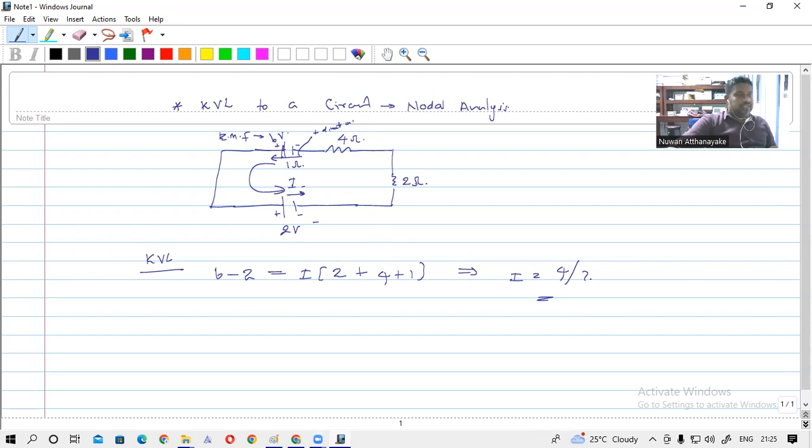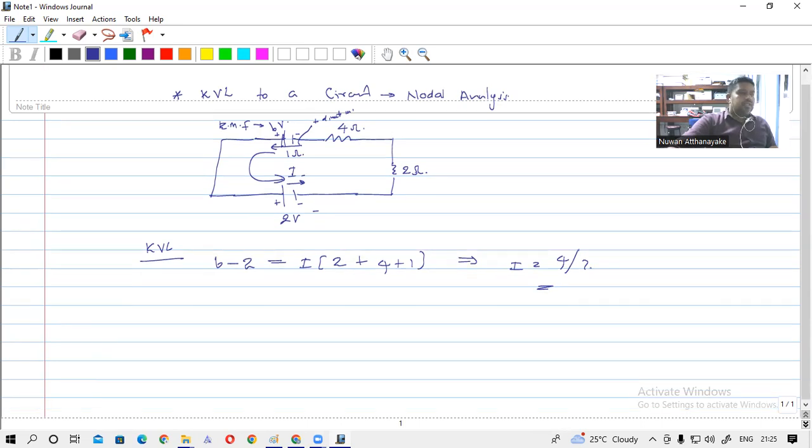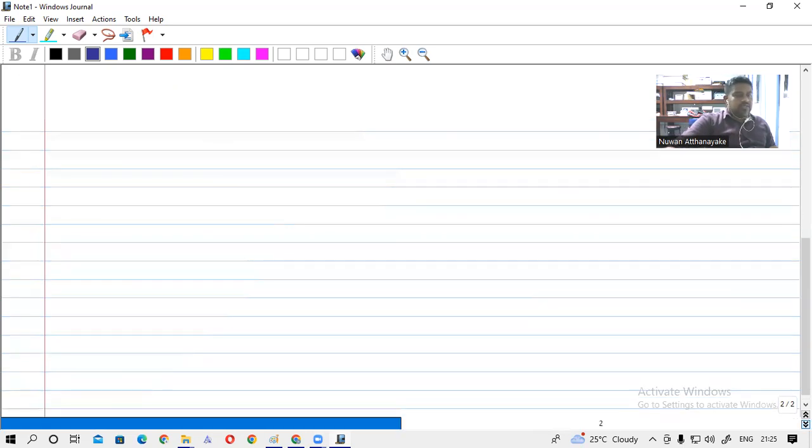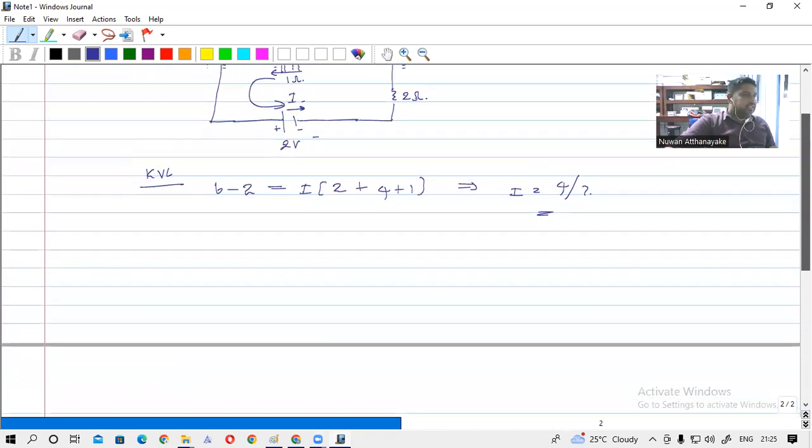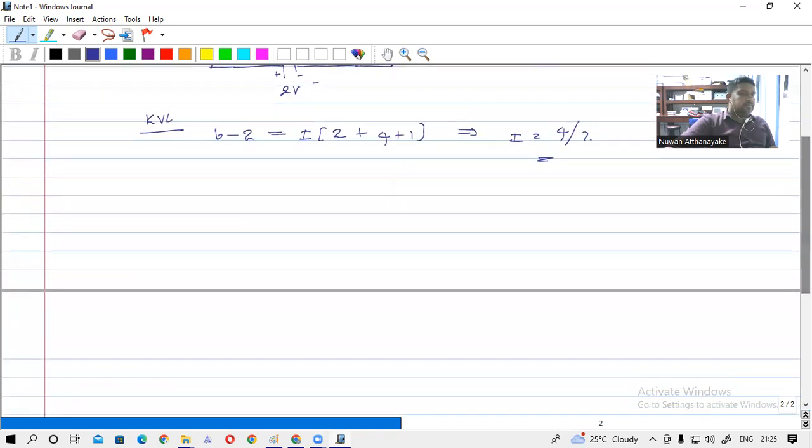So this is a simple example to illustrate how to apply Kirchhoff voltage law to a circuit to analyze the current and voltages. Then I ask you to find the voltage between these two terminals. So how to find it? Before going to that part, I will remind you one thing.